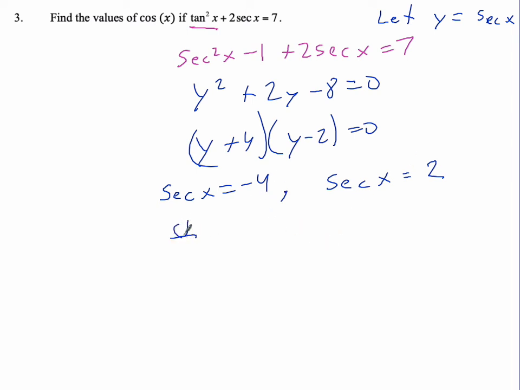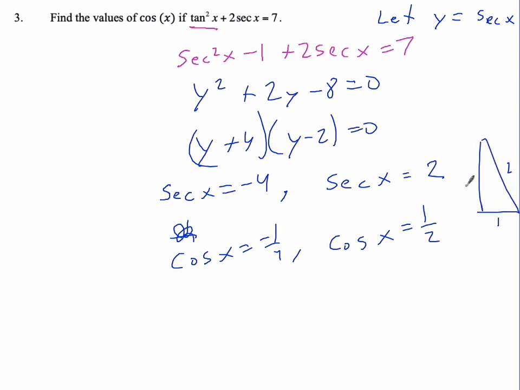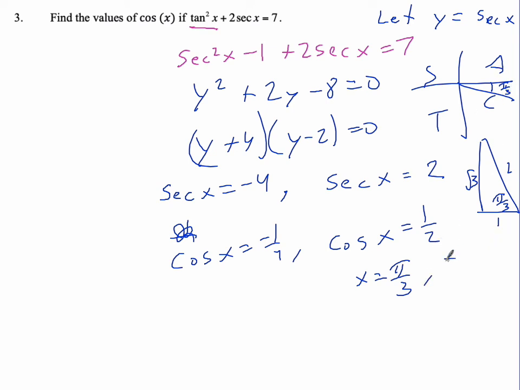Remember, secant is 1 over cosine, so you can say cosine x equals -1/4, or cosine x equals half. You can do this one without a calculator, because that's in the 1, 2, root 3 triangle. We see the ratio half. So cosine, that would be pi over 3. So x equals pi over 3. And there's another answer between 0 and 2 pi right there. If that's pi over 3, then the whole thing is 2 pi minus pi over 3, which is 5 pi over 3. So there's two answers there.